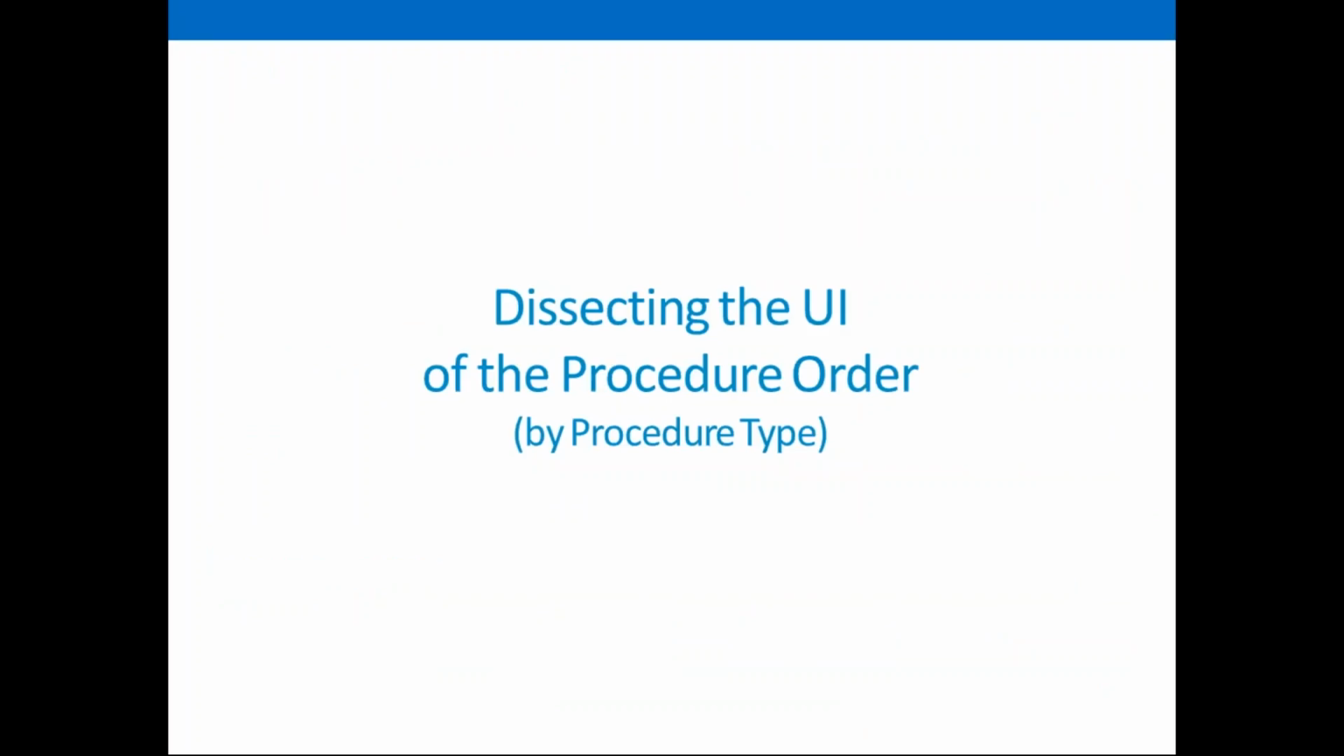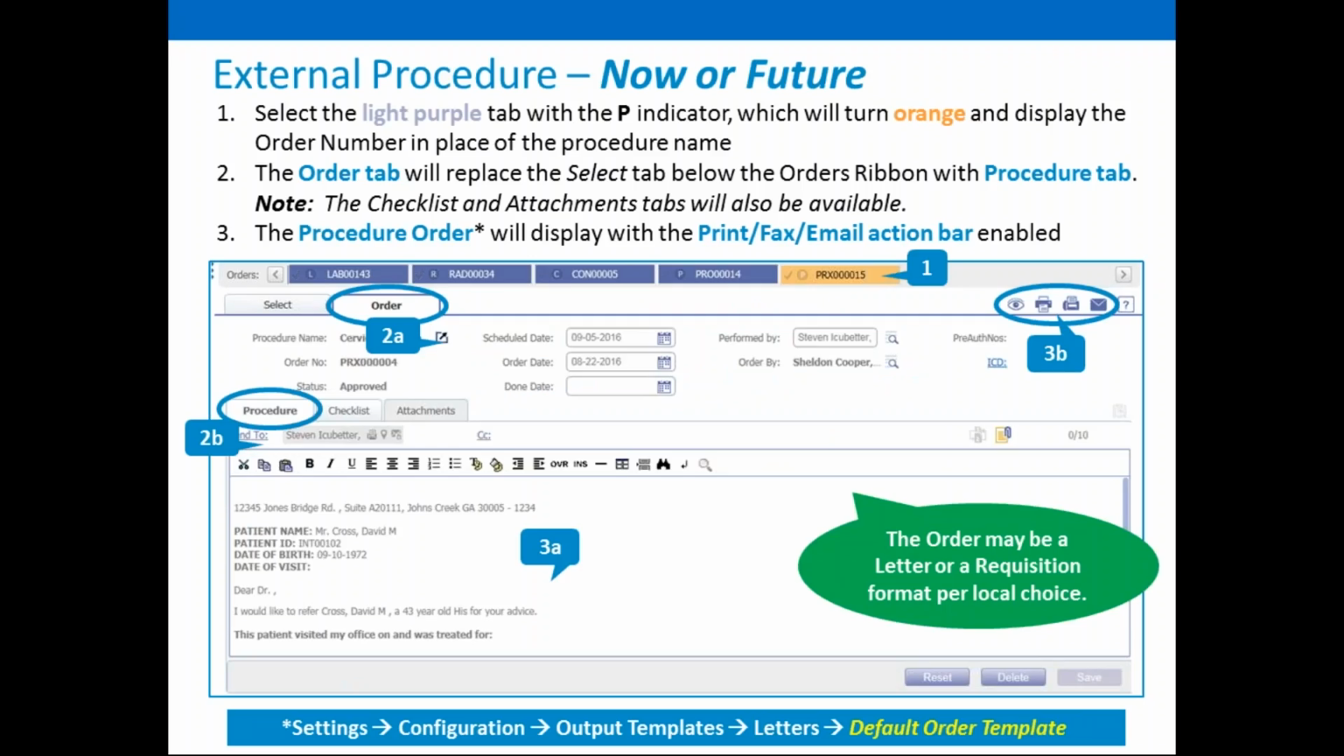So now we're going to look at that. We're going to dissect the procedure order by procedure type. In the case of an external procedure, you're not doing it in-house, you're referring the patient to another provider. It's the same as we saw with your consults. It defaults to an order requisition that you can customize to be a letter or a requisition, whichever you prefer.